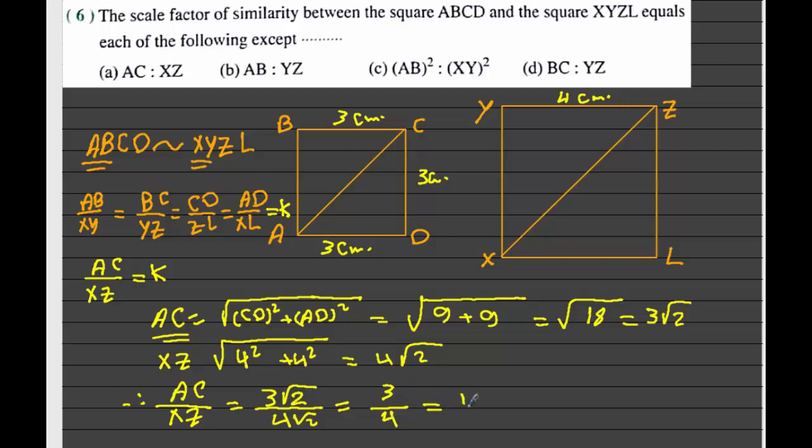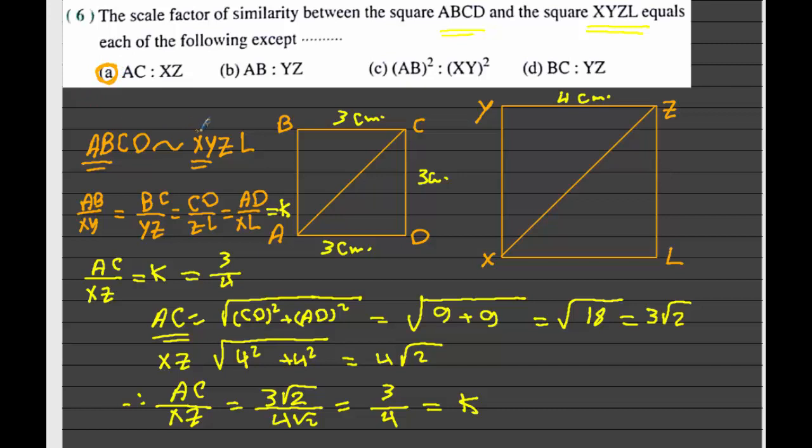Of course, 3 over 4 equals K, because the similarity factor here is, as we said before, AB over XY equals BC over YZ. The corresponding sides are proportional. Why? Because the two squares are similar. From the given, the scale factor of similarity between the square ABCD and the square XYZL, BC over YZ, equals 3 over 4. So AC over XZ is a right statement.